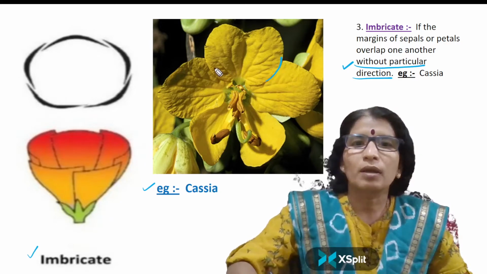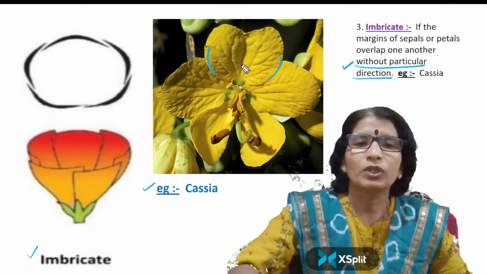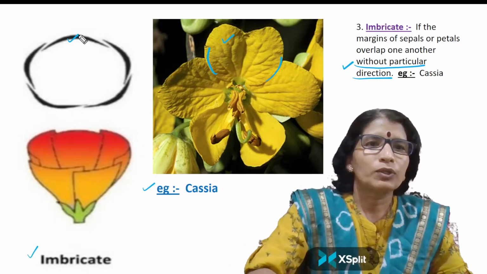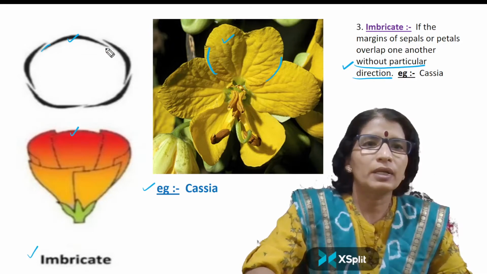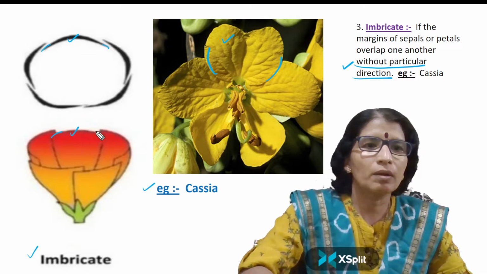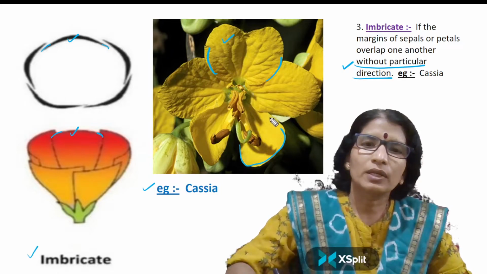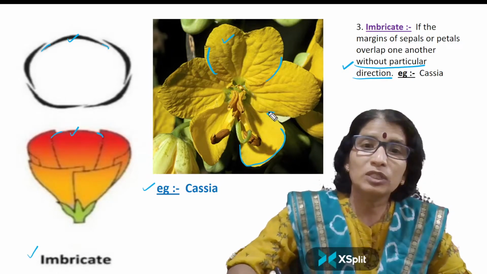This petal has 2 margins. 2 margins are completely inside. Here you can see these 2 margins are overlapped by the next petals. Here this petal is equal to this one. This one, 2 margins are completely inside. Here also 2 margins are completely inside. And here you can see the bottom one. Here the 2 margins are completely outside because this margin is inside.